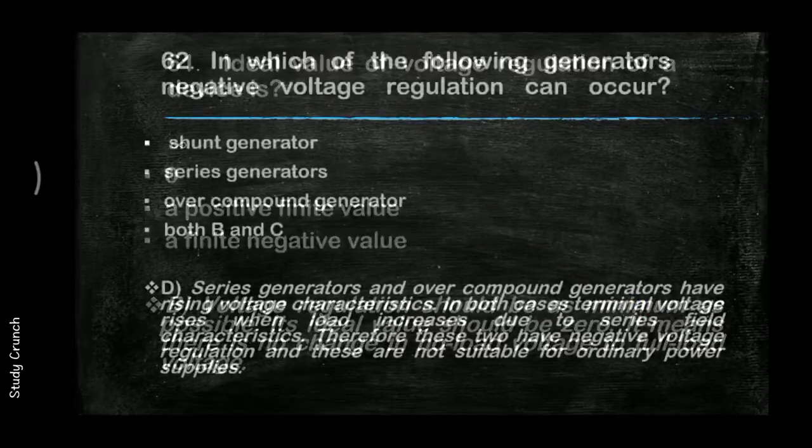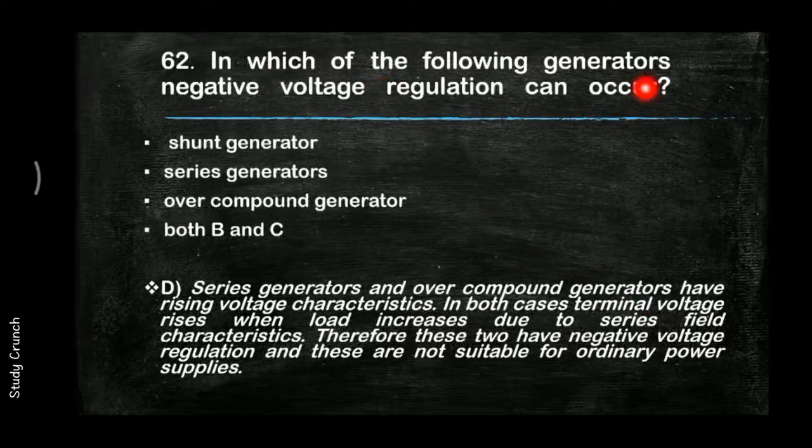Next. In which of the following generators negative voltage regulation can occur? So the answer is both B and C, that is series generators and overcompound generators. We know that we have high rising voltage characteristics. In both the cases, the terminal voltage rises when the load increases due to series field characteristics. Therefore, these two have negative voltage regulation and are not suitable for ordinary power supplies.